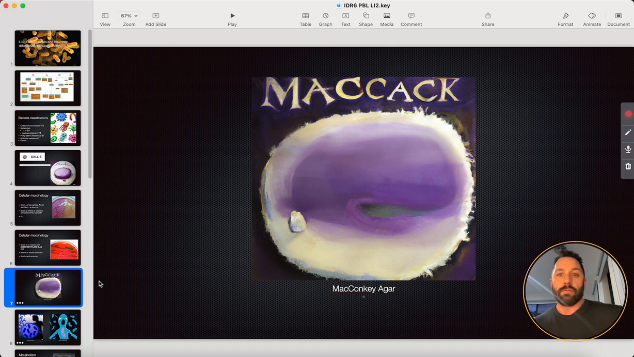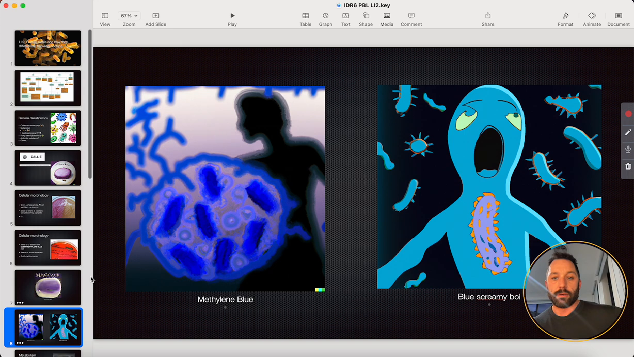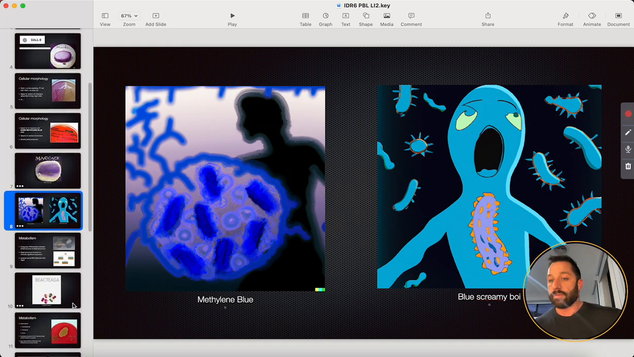Let's have a look. Oh, MacConkey agar. That's pretty crazy. Oh my god. It's a blue screamy boy. The methylene blue plate. It's getting interesting.